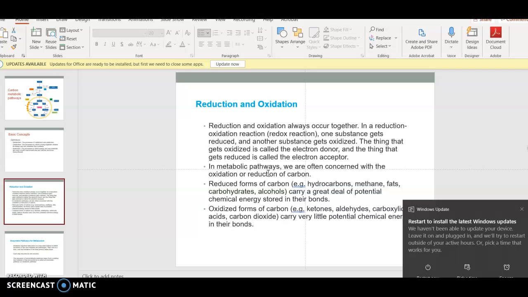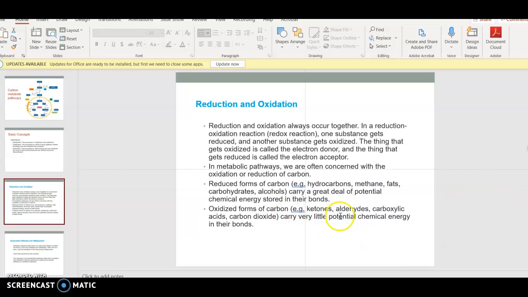In metabolic pathways, we are often concerned with the oxidation or reduction of carbon. The reduced forms of carbon, for example hydrocarbons, methane, fats, carbohydrates, and alcohols, carry a great deal of potential chemical energy stored in their bonds. Meanwhile, the oxidized forms of carbon, for example ketones, aldehydes, carboxylic acids, and carbon dioxide, carry very little potential chemical energy in their bonds.